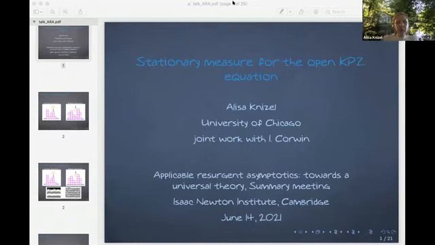Good afternoon. Thank you very much for the invitation and the opportunity to speak here. It's a pleasure. I will talk about my joint work with Ivan Corwin on the construction of the stationary measure for the open KPZ equation. I will start with some background on the KPZ equation and the KPZ universality class.